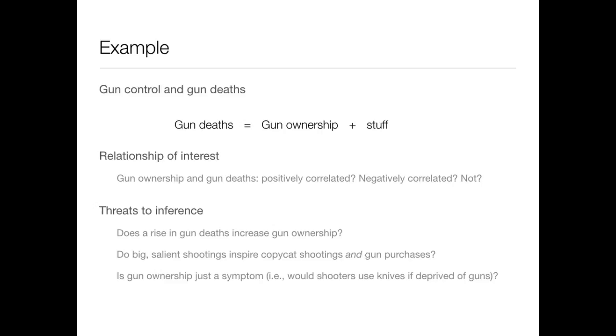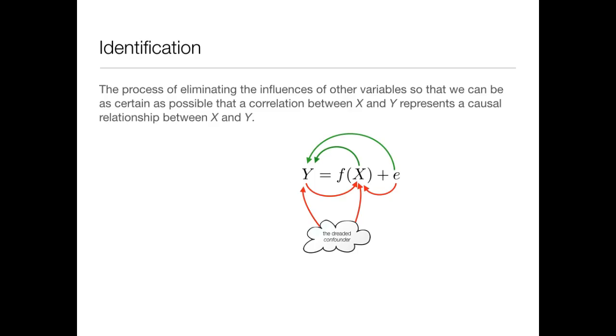So how do you go about making that argument that you've got a plausible causal relationship? Well, that is the realm of identification. Identification is the process of eliminating the influences of all those other variables so that we can be as certain as we can. It's not always going to be perfectly certain, but we're going to be as certain as we can that a correlation between X and Y really represents a causal relationship between X and Y. Now, I'm not going to claim this is easy, but I am going to claim that it's worth trying to do when it's possible, and it's worth thinking very hard about how to do it.